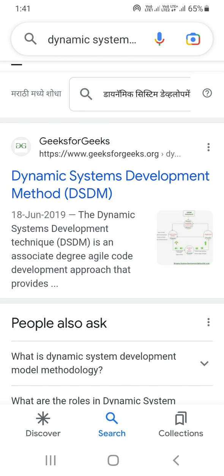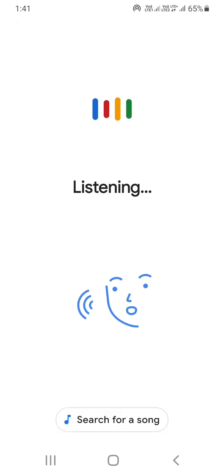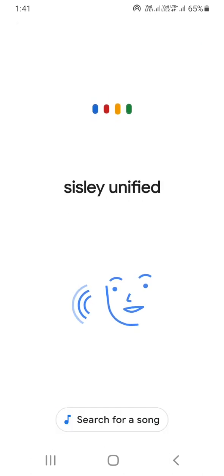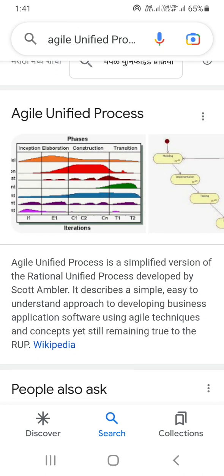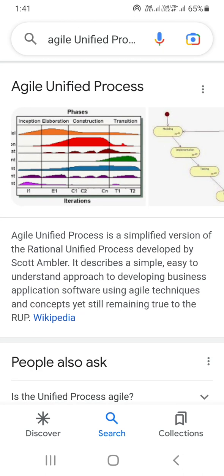Now we will learn about Agile Unified Process. According to Wikipedia, Agile Unified Process is a simplified version of the Rational Unified Process developed by Scott Ambler.